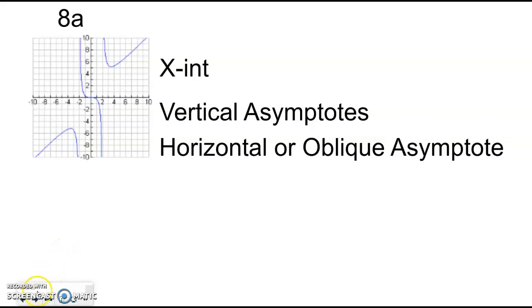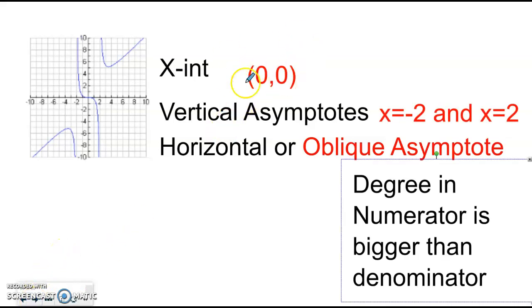Now, when I look at this question, I know that they have an x-intercept. That x-intercept is at (0, 0). It's right here. Okay? And I also know that if I look at this graph, it has vertical asymptotes at x equals -2 and x equals +2. Now, how do I know it has a slant asymptote? Well, because there's a huge gap between these two graphs. That's one of the keys that I know.